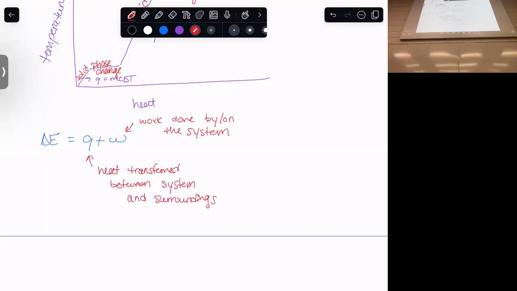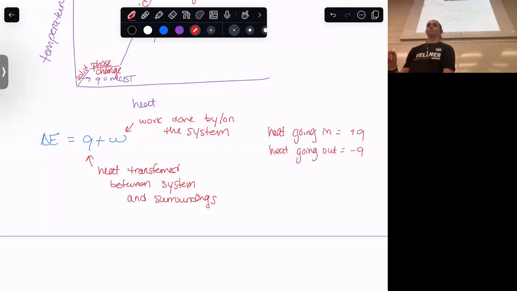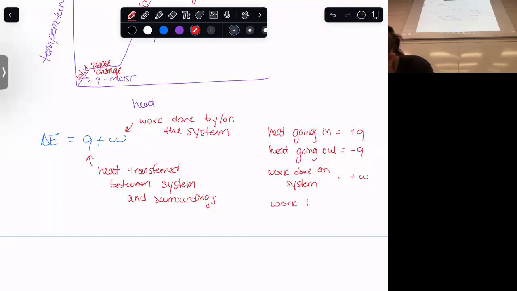If heat is being put into the system, is that a positive Q or a negative Q? That's going to be positive, right? So heat going in is positive Q. Therefore, equal and opposite, heat going out is negative Q. If work is being done on this system, what W is it? Work done on the system. Positive. Yep. So work done on the system is positive work. That means work done by the system, what is that? Negative work.